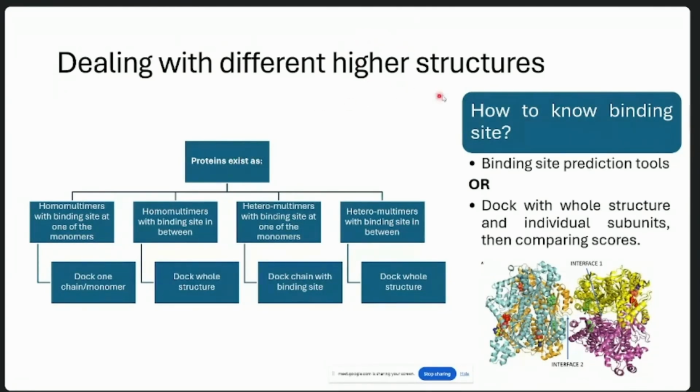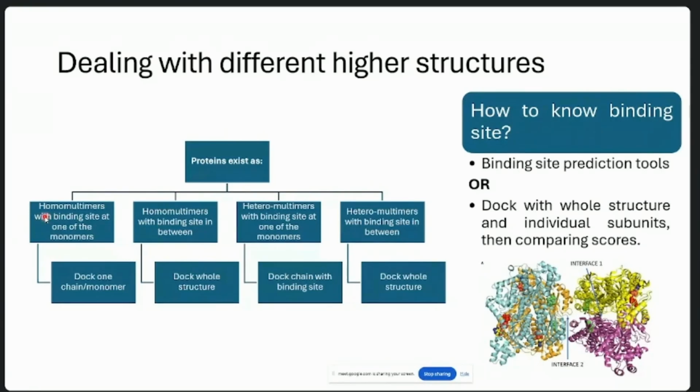Proteins can exist in different quaternary structure states. They could be multimers. For example, looking at hemoglobin, they could be dimers or multimers, which includes dimers. They could be homomultimers, where the monomers or the single subunits are identical, for example. The binding site could be within the subunits themselves. Sometimes the binding site is at the interface between the different subunits, and it's not just within one subunit. Sometimes we could have heteromultimers with the binding site at one of the monomers, or heteromultimers with the binding site in between or at the interface.